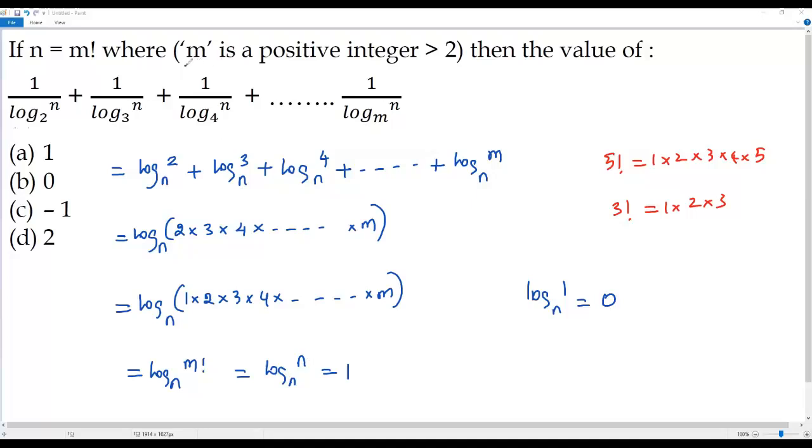Here there is information: m is a positive integer greater than 2. When m is greater than 2, it may be 3 or 4, something like that. So when m is greater than 2, definitely the value of n cannot be equal to 1. So n is greater than 1. So the value of log n to the base n equals 1, because n is not equal to 1. So the value of this logarithm is just 1. The correct answer choice for this question is option A.